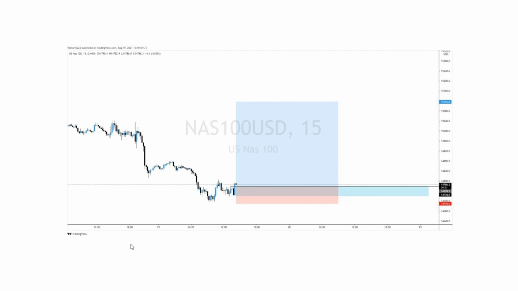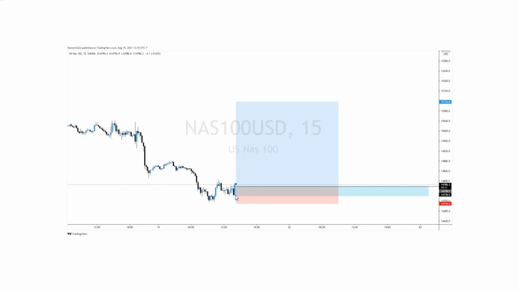In this way, I cut corners a little bit. Originally, I would wait for this high here to break, and then I pull back. I would wait for break of structure on this high here, and then I pull back into this demand zone.